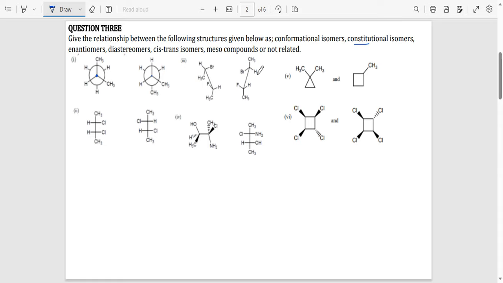Number 2, we already said conformational isomers. Number 5, we already said also constitutional isomers. Number 3 here, we already also said these are diastereomers. And then number 4, we can tell what number 4 is.